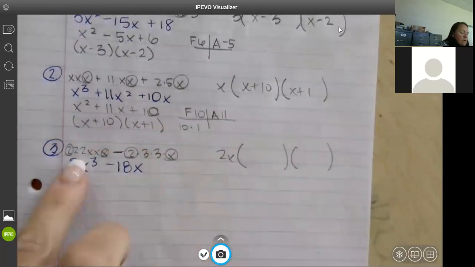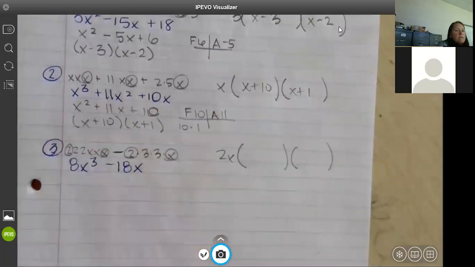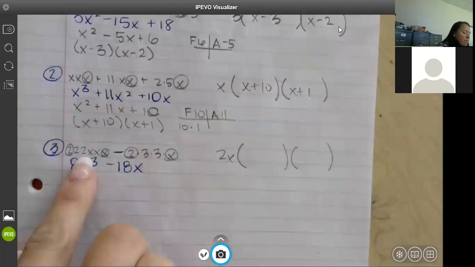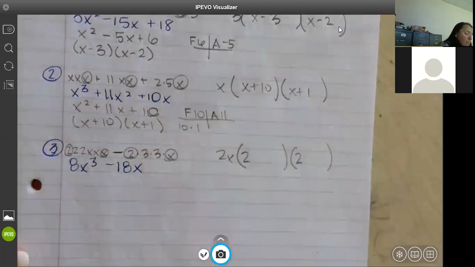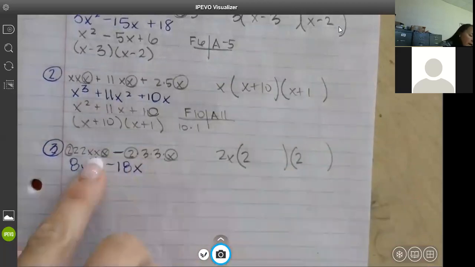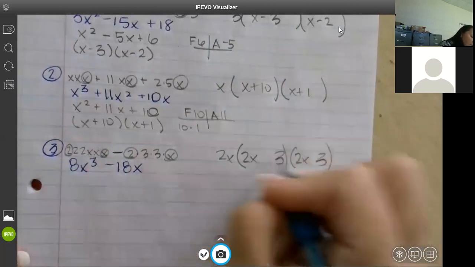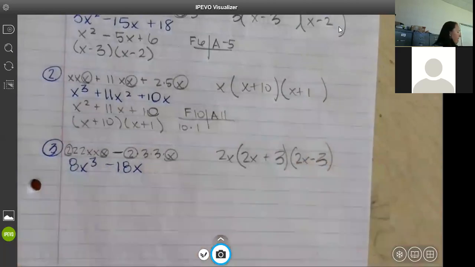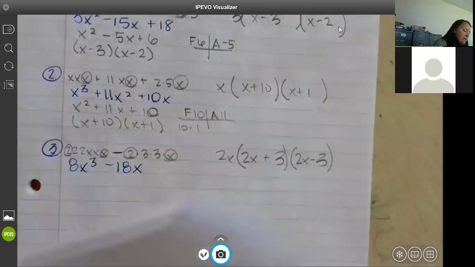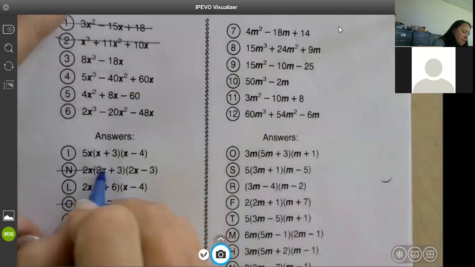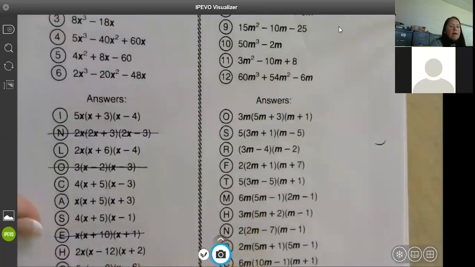What's that leave you with? What do you see? Pairs. So what goes in the front? What do I have pairs of? 2, 2, and 3, 3. Look at it. What else? And an x. And in the back, what do I have pairs of? 3, 3. Threes. One is positive, one is negative. If you already see those pairs, you don't have to do a bunch of work. So if we look, that one is N. So number 3 at the bottom is N.